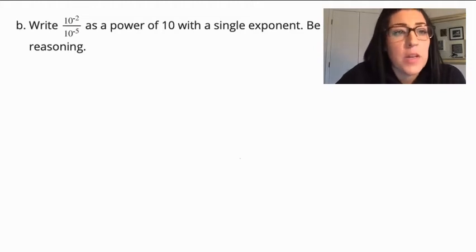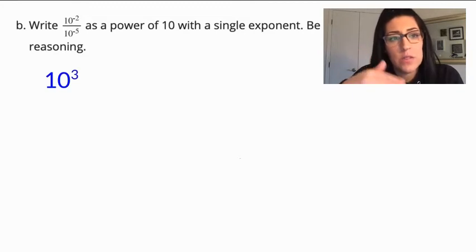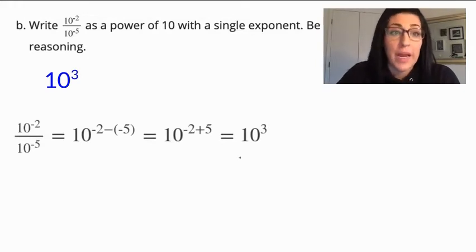Moving into part B, you'll see that we're looking at 10 to the negative 2nd over 10 to the negative 5th, which is, again, division. And we talked about those rules being subtracting the exponents, which is why we would get 10 to the 3rd. Now here's the why behind it. We're really doing -2 minus -5, which is the same as adding 5. So that's why we're coming up with 10 to the 3rd.